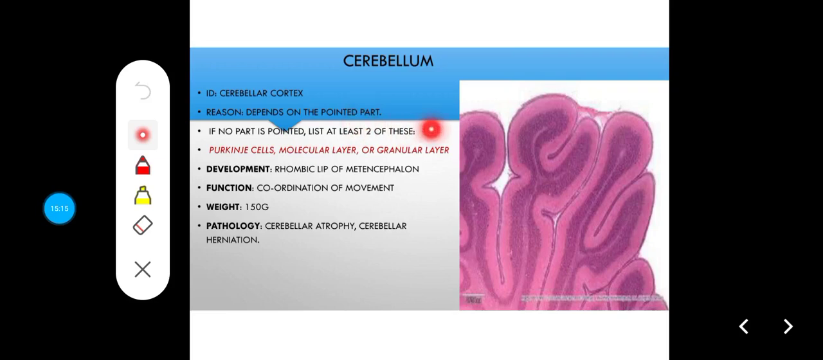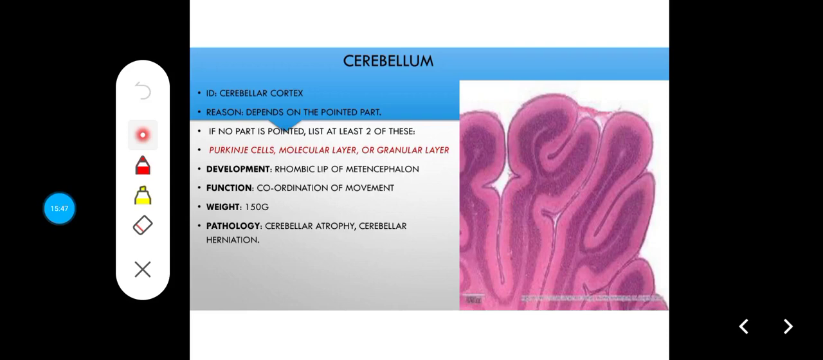Pathology is cerebellar atrophy and cerebellar herniation. So for unique histology steeplechase exams, if no part is pointed, then you have to mention at least two of these: the Purkinje cell layer, molecular layer, or the granular layer. So this concerns your unique histology steeplechase exams.